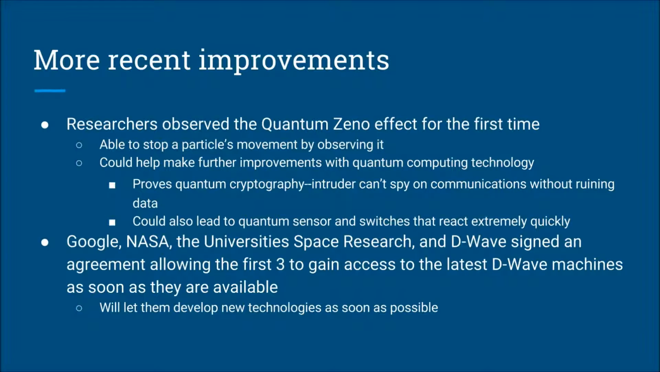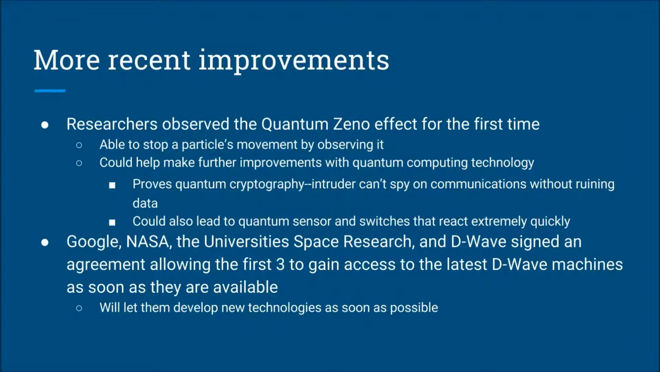So this one is not directly about quantum computing, but it would help. What happened was researchers observed the quantum Zeno effect for the first time. Basically, it's been theorized that you could stop a particle's movement simply by observing it. And this was actually done for the first time very recently, so that was pretty big in the field of quantum physics.